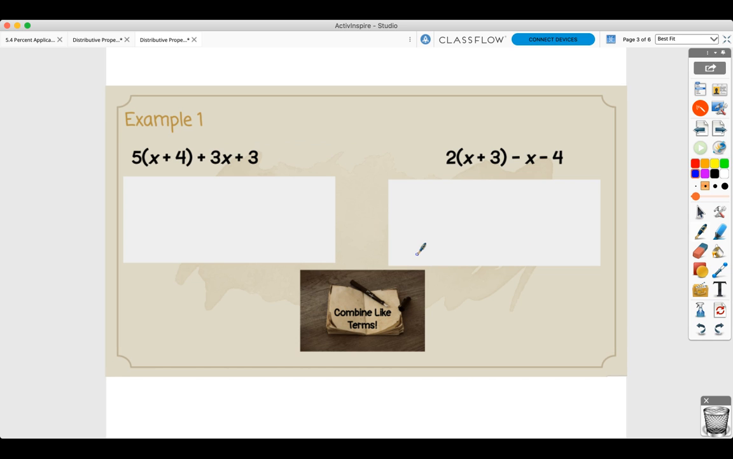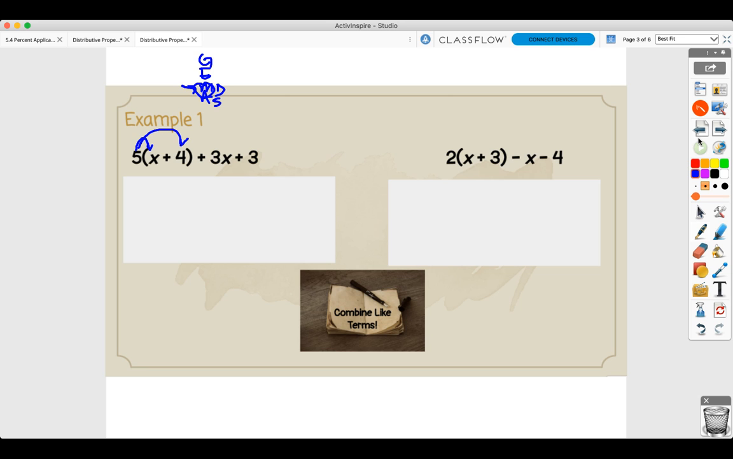So what makes these problems a little bit different than the ones that you had before, if you notice, is there's more stuff going on here. Because in order of operations, you have GEMDAS, right? Because distributive property is multiplying, this supersedes addition or subtraction, which is occurring at the end of this. So the first thing you have to actually do is use the distributive property to multiply the 5 into the x and the 4. You don't do it to the 3x and 3. That stays at the end.